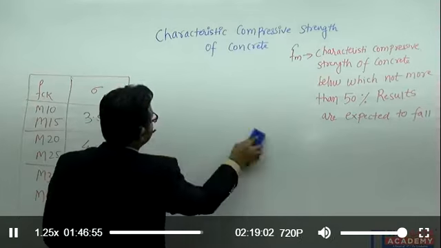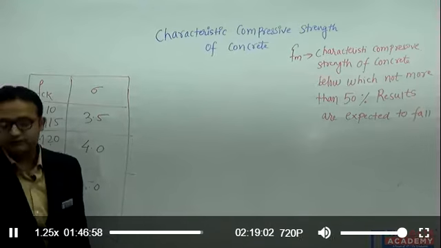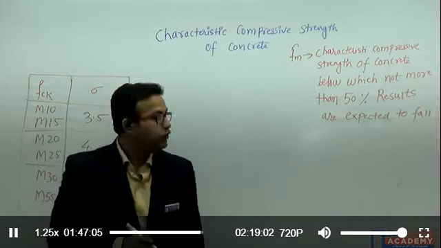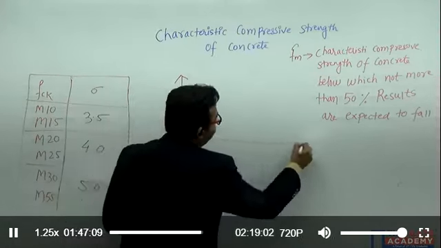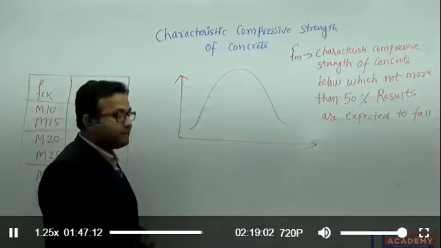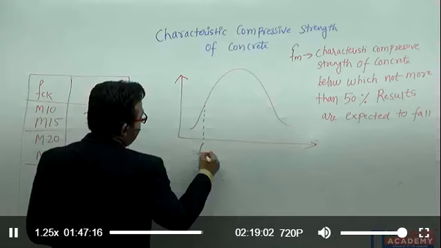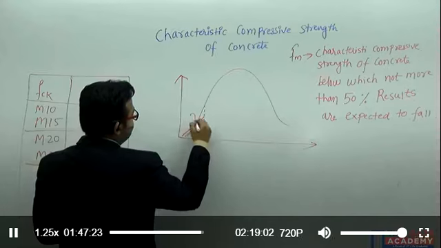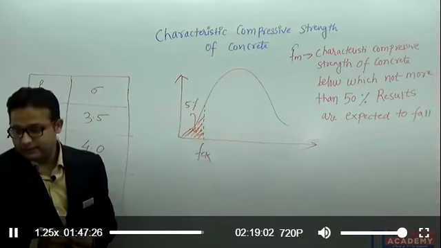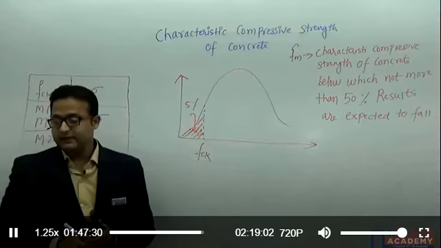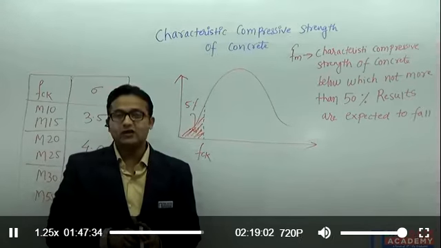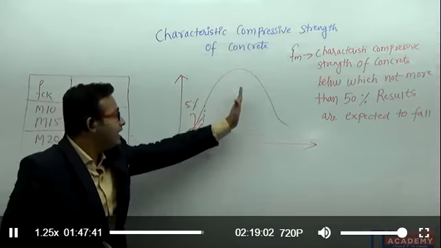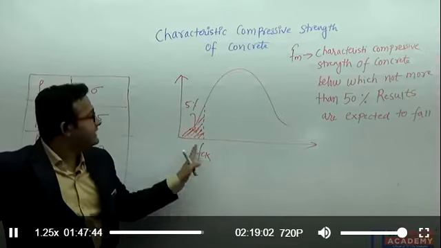The question is, if the characteristic strength of concrete is FCK, this is suppose your normal distribution curve. Here I know there is a FCK for which I consider 5% chances of failure. So this is 5% chances. It is defined as the strength below which not more than 50% of results are expected to fall. That means this FCK gets shifted here, right? The same FCK gets shifted here.